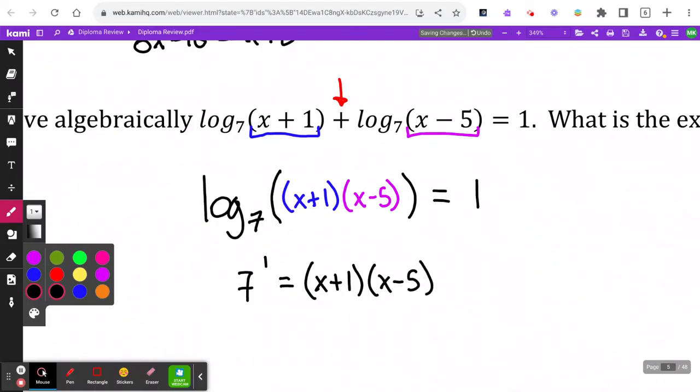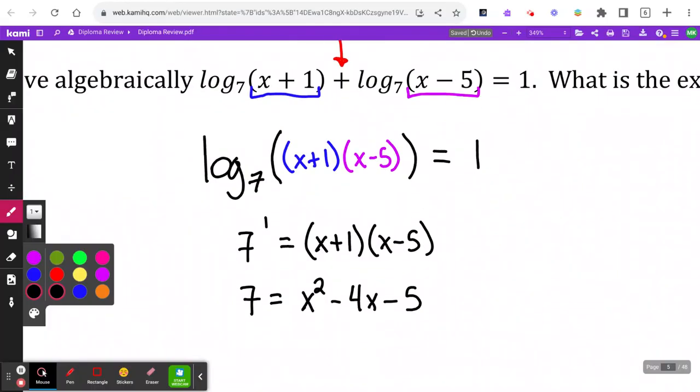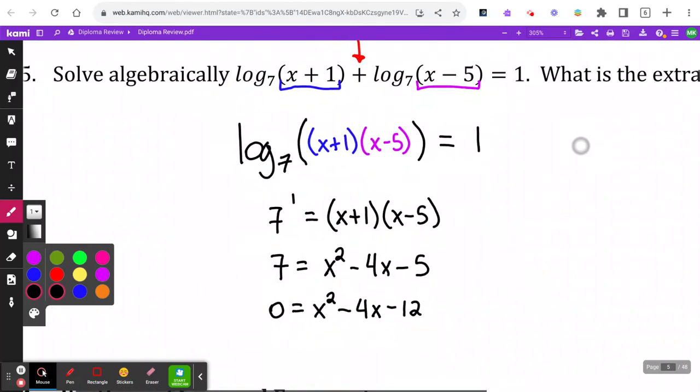To solve that, I'm going to have to get rid of those brackets. I'm going to expand it. When you expand it, you get x squared minus 4x minus 5. I identify, hey, that's a quadratic. So I move my 7 over so that I can solve my quadratic by factoring. I move my 7 over by subtracting 7 to both sides. So it's now minus 12. Things that multiply to be negative 12 and add to be negative 4 would be x minus 6, x plus 2.